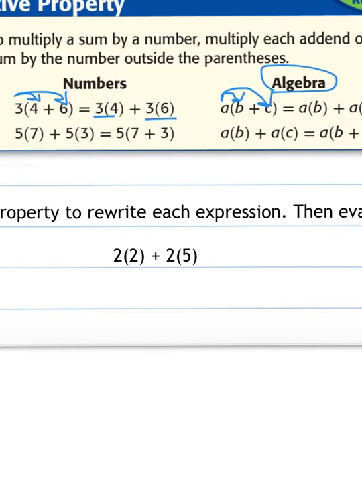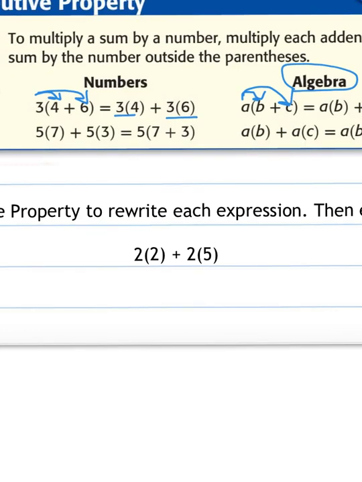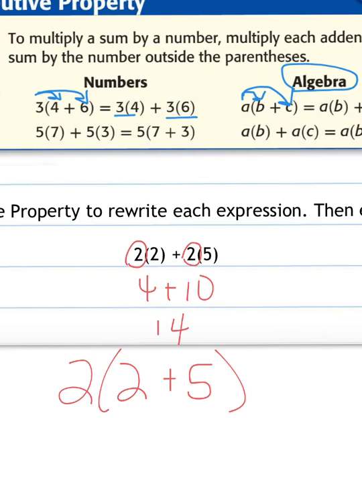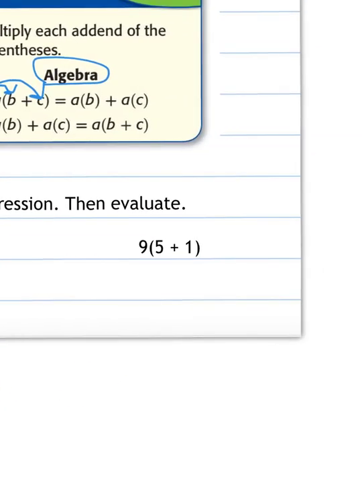Next one. Now on this one, they have already wrote it once it was distributed. So we're going to go back. We're going to work backwards. Let's first solve it, and then we'll write what it would look like before we had distributed it. So 2 times 2 is 4. 2 times 5 is 10. 4 plus 10 is 14. Now, if we look, notice we have the 2 in front of each of these. So that's what is outside of the parenthesis. Now, inside the parenthesis, we're taking 2 and multiplying it by 2 and by 5, because we took that and distributed it to both of those.